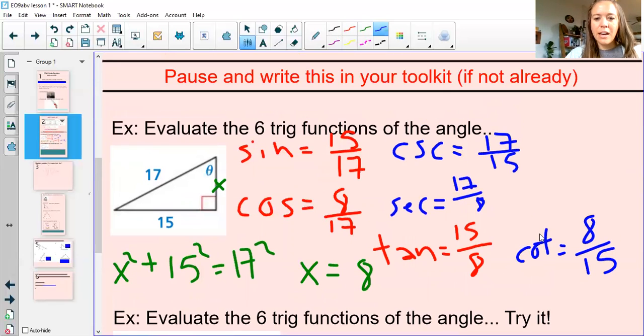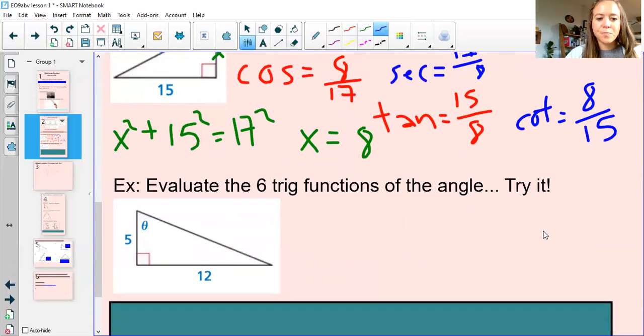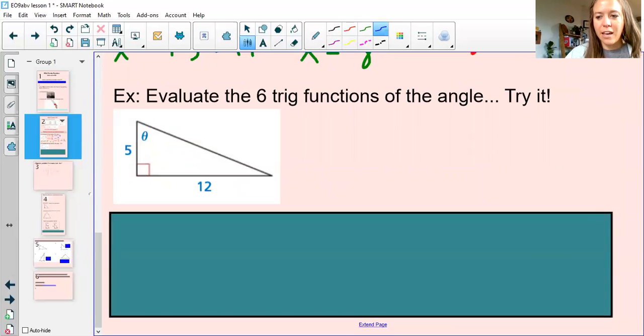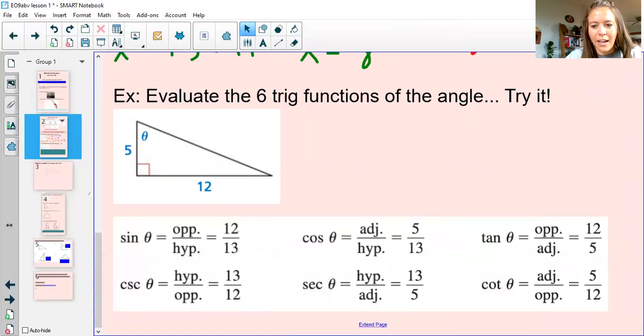What I'd like you to do now is pause your video and try this out on your own. Evaluate the 6 trig functions of the angle. Now let's see how you did. Match your answers with mine. How'd you do? Remember, if you have a question, you can always email me, or you can even comment and say, wait, how'd you do that? Moving right along.